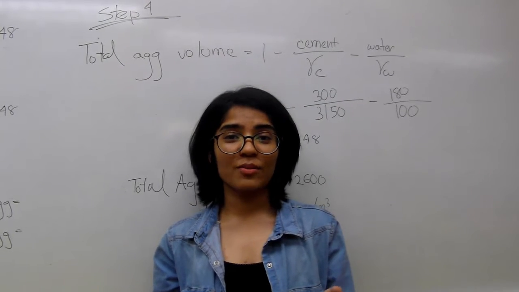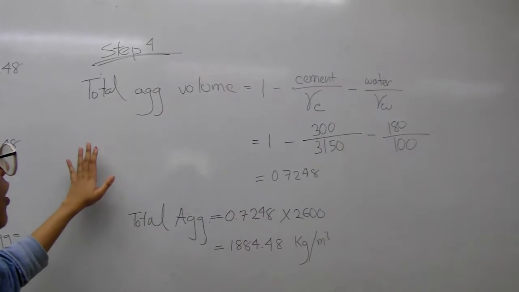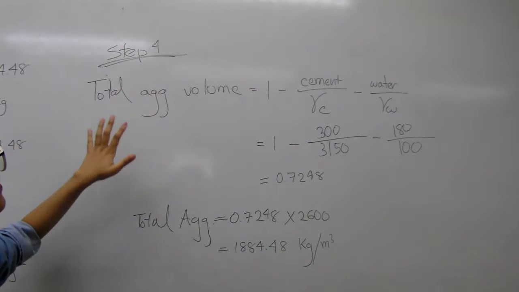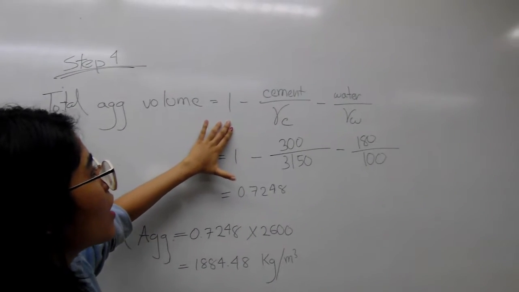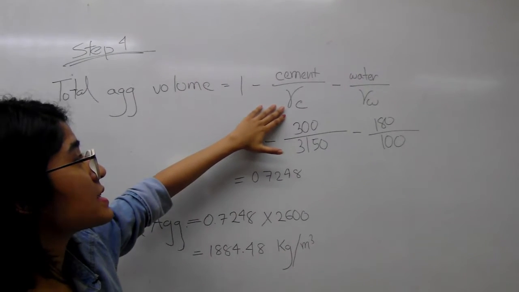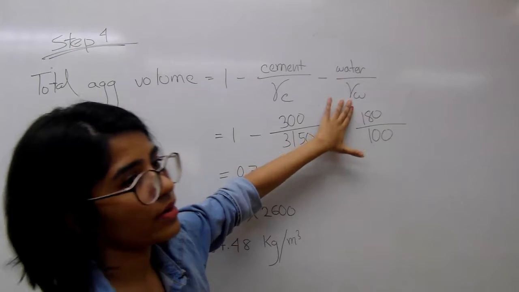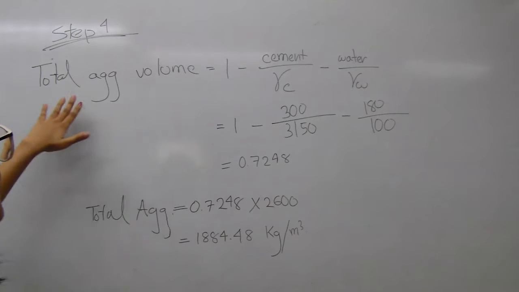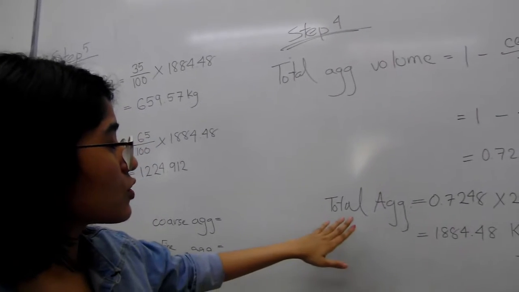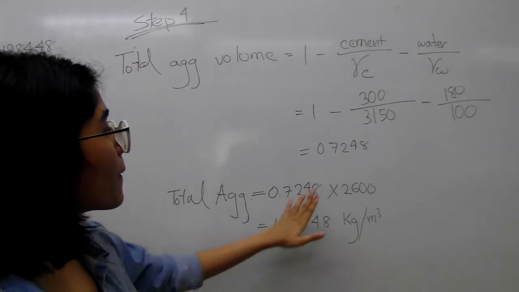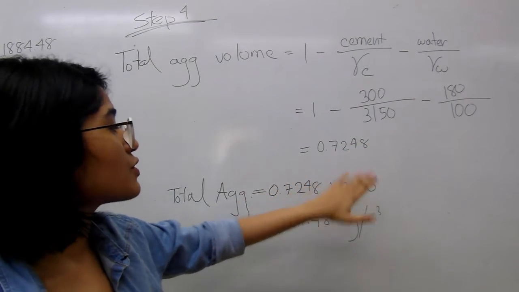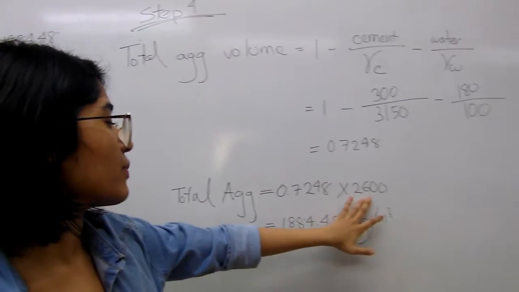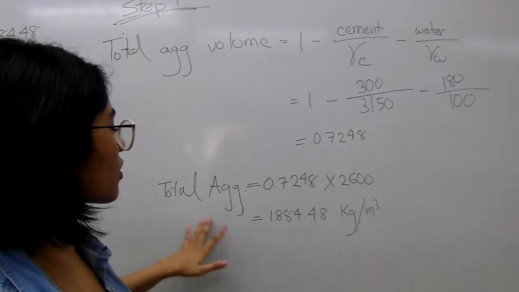Now the fourth step in the DoE method is to calculate the total volume and the content of the total aggregate. The equation for calculating the total volume is this one. This symbol resembles the density of the cement, and this one is for water. Now we put the values in and we get 0.748 as the total volume ratio. Now we calculate the total aggregate content. So we have to multiply the ratio that we have found with the density of the total aggregate, which is 2600. And from there we find the total aggregate content.